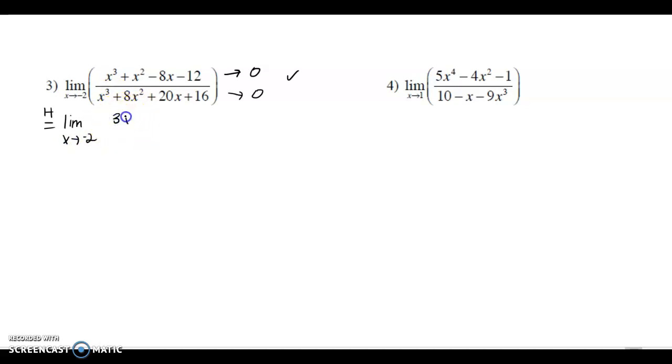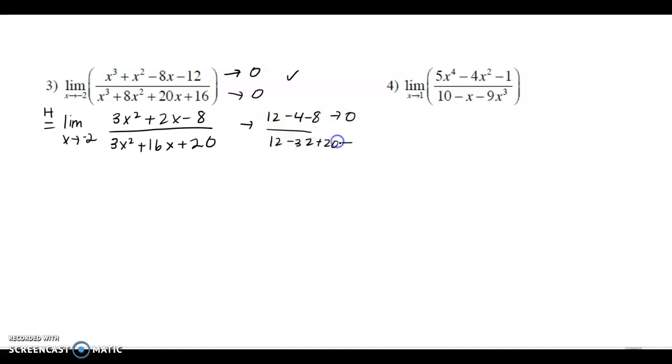So derivative of the numerator, 3x squared plus 2x minus 8. Derivative of the denominator, 3x squared plus 16x plus 20. If I evaluate that at -2, what I'm going to notice is I'm going to get 12 minus 4 minus 8, that's 0, all over 12 minus 32 plus 20, that's also 0. And so since I got 0 over 0, that tells me I actually have to use L'Hopital's rule again. If I get an answer there, then I can stop. But if I get another indeterminate form, I will have to repeat my process.